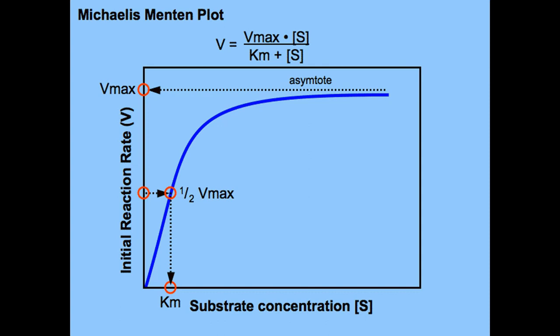Look at this graph. It represents the hyperbolic curve of reaction velocity against the concentration of substrate, where the Km represents the concentration of substrate at which the rate of reaction is equal to half Vmax.